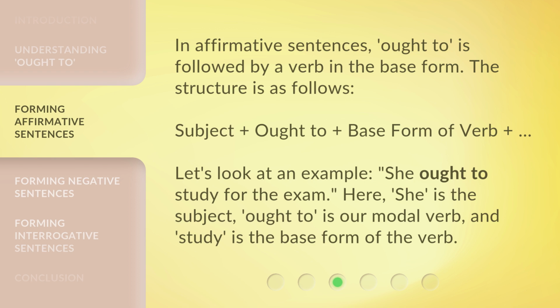In affirmative sentences, "ought to" is followed by a verb in the base form. The structure is as follows: subject plus "ought to" plus base form of verb plus. Let's look at an example. "She ought to study for the exam." Here, "she" is the subject, "ought to" is our modal verb, and "study" is the base form of the verb.